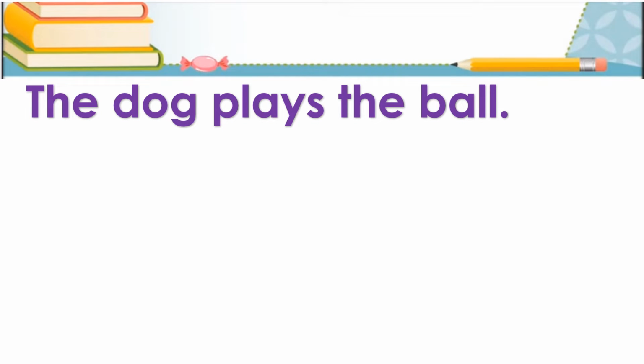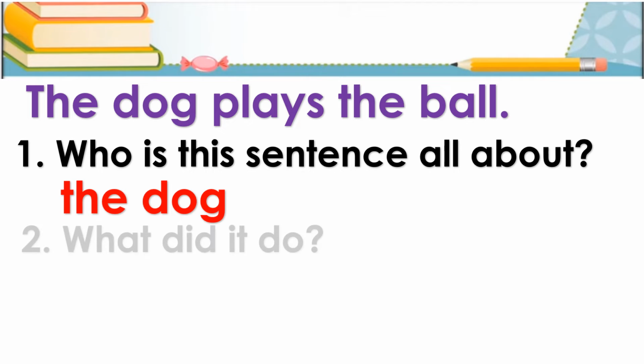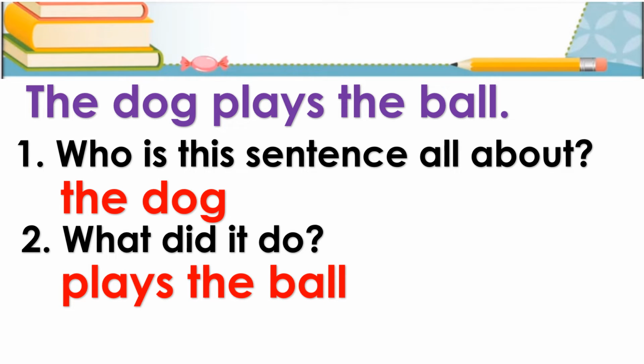In this example, the dog plays the ball. Oh, who is this sentence all about? Sino ba ang pinag-uusapan sa pangungusap na ito? Very good. The dog. What did it do? Ano daw ang ginawa ng aso? Yan. Plays the ball. The dog plays the ball.